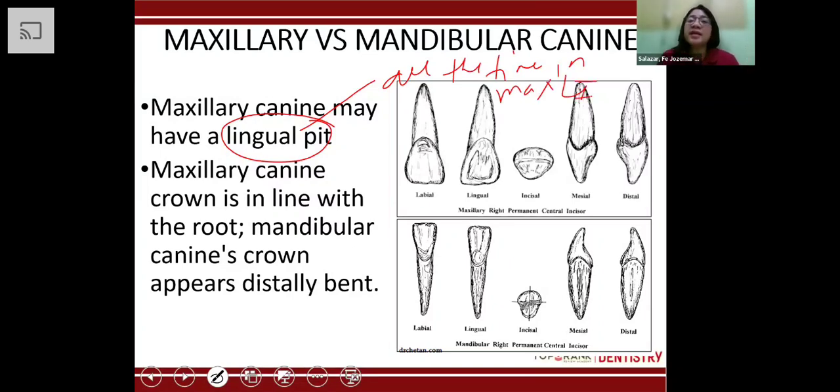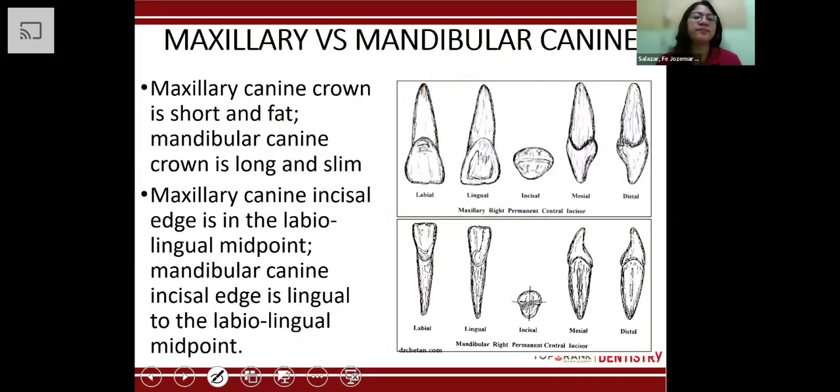Maxillary canine crown is in line with the root. Mandibular canine crown appears to be distally bent. Nakahilig siya towards the distal. Maxillary canine crown is short and fat. Mandibular canine crown, the longest crown, is long and slim. From the proximal, the maxillary canine incisal edge is at the center labiolingually, while on the mandibular canine, it's lingual to the labiolingual midpoint.